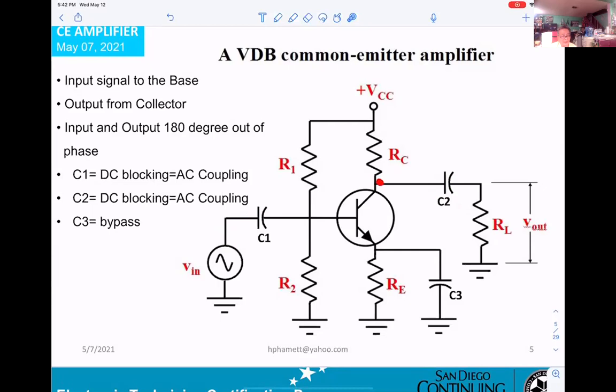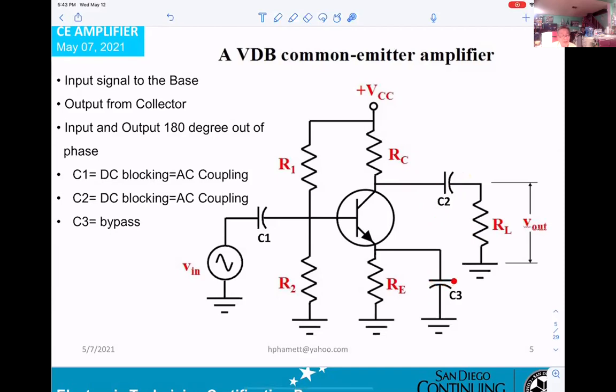But when you go into the load here, like the speaker, you don't want any DC from the collector to go to the speaker. So that's why it is blocking that DC. And finally, you get a capacitor C3.